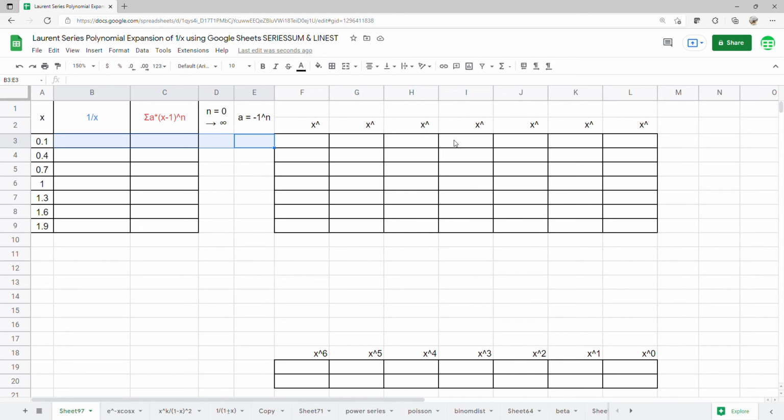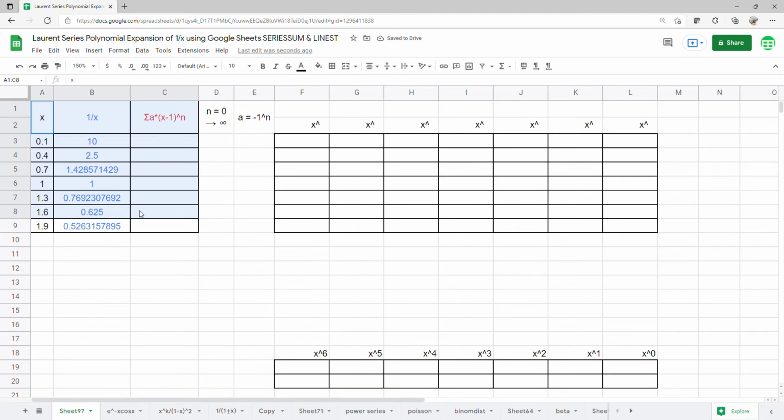In this video, we will generate the Laurent series polynomial of 1 over x. We begin with the data set of 1 over x. Array formula 1 over x from point 1 to 1.9.